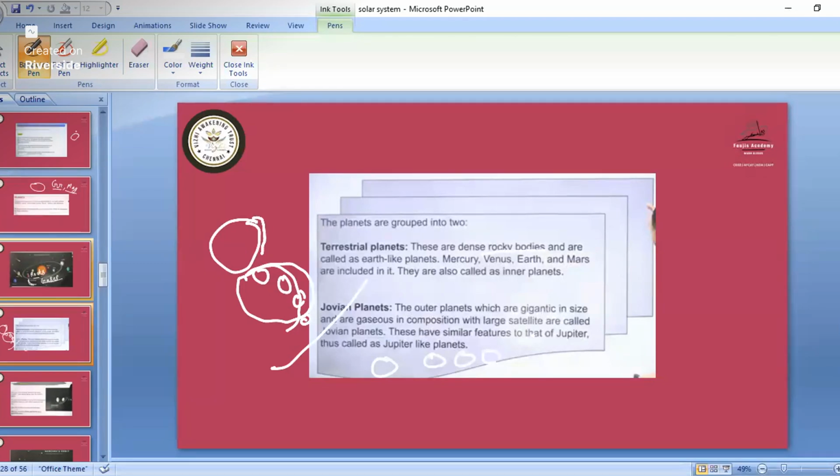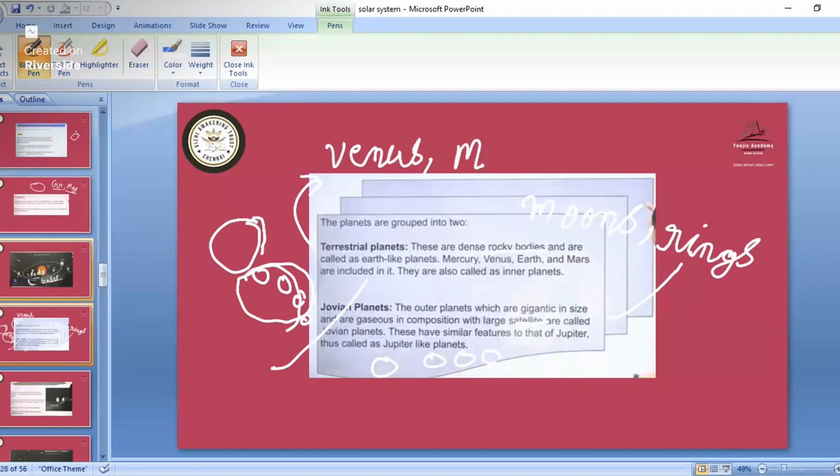They have features similar to Jupiter, thus Jupiter-like planets. You can see that they have a large number of satellites, like moons. You can also see the formation of rings in the Jovian planets. Whereas in the terrestrial planets, you will see no moons or fewer moons. Venus and Mercury have no moons, whereas Earth has only one, that is the Moon, and Mars has only two, Phobos and Deimos. We will see that in a later part.